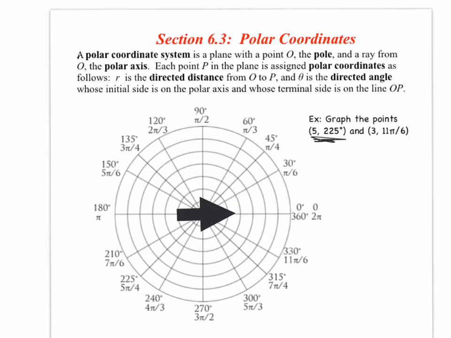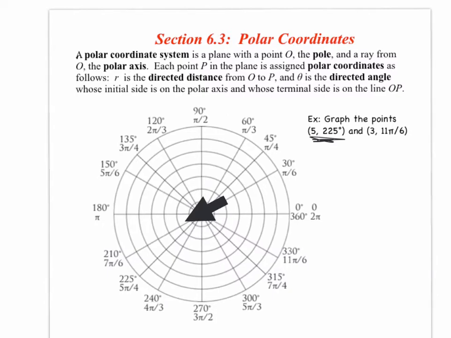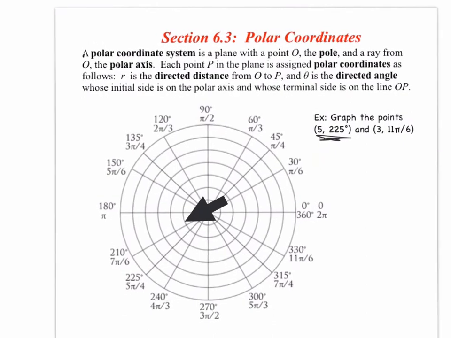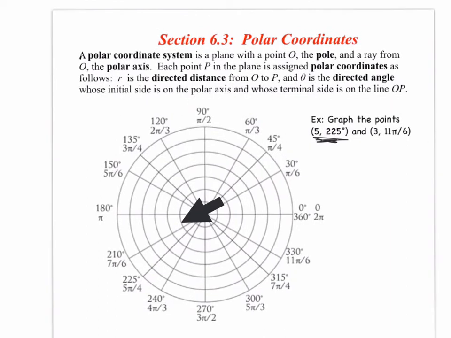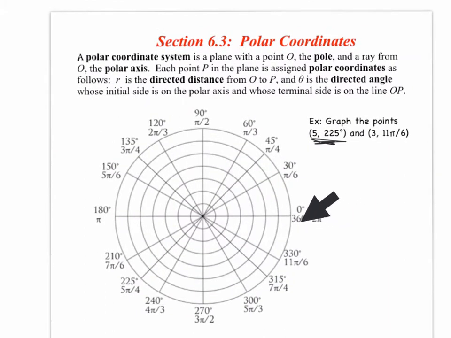I would pretend you were standing right on the center of that circle, and I would do the rotation first. I would do the 225 degrees. So we start by default pointed toward 0. And then I'm going to rotate. I'm still standing on the center, but I'm rotating around until I'm pointed at 225 degrees.